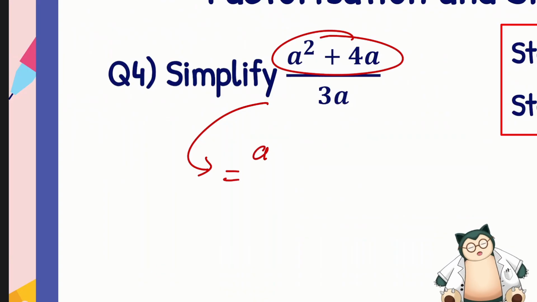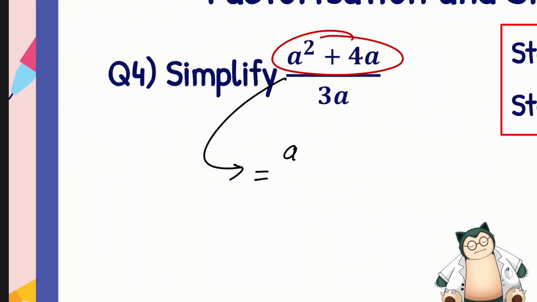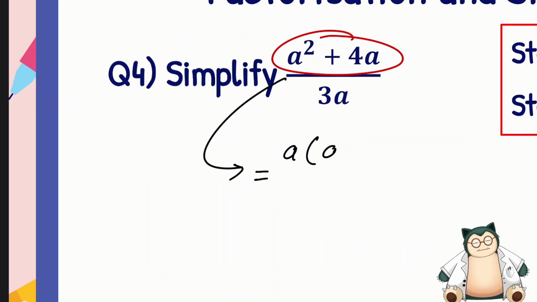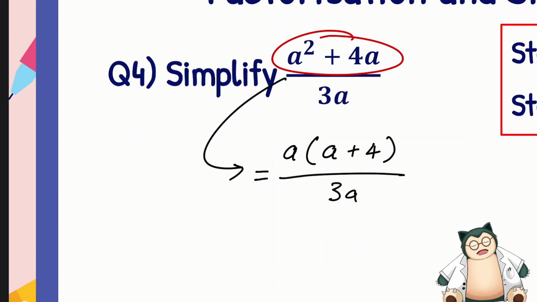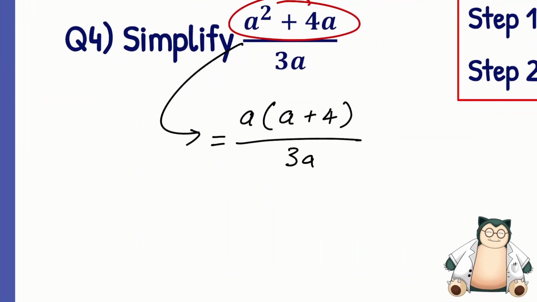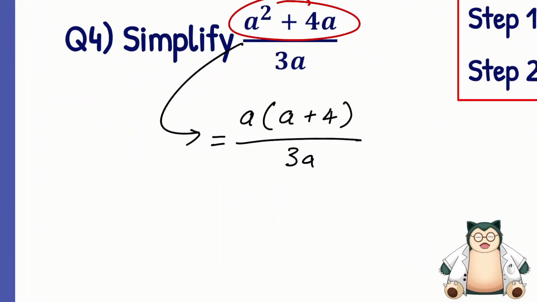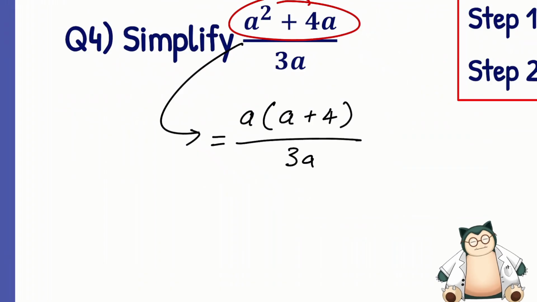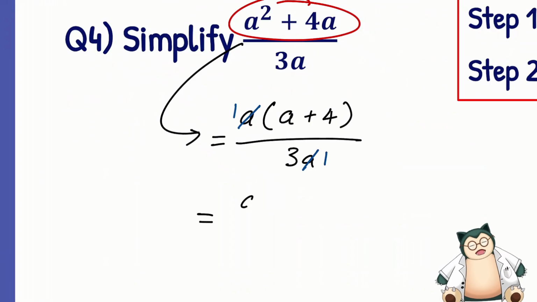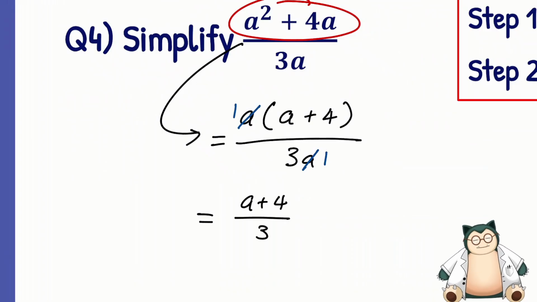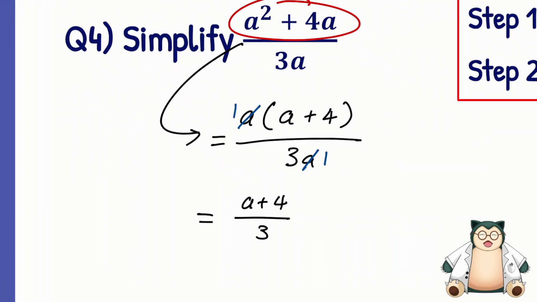So what we get is we factorize out a. Let me use black. Factorizing out a, a squared divided by a gives you a, and 4a divided by a gives you 4, over 3a. Only after you factorize out the common terms are we able to simplify the common terms between the numerator and denominator. In this case, it's quite obvious that a is the common one. So we simplify them, and what we are left with is just a plus 4 over 3. Hope everyone's clear with that.